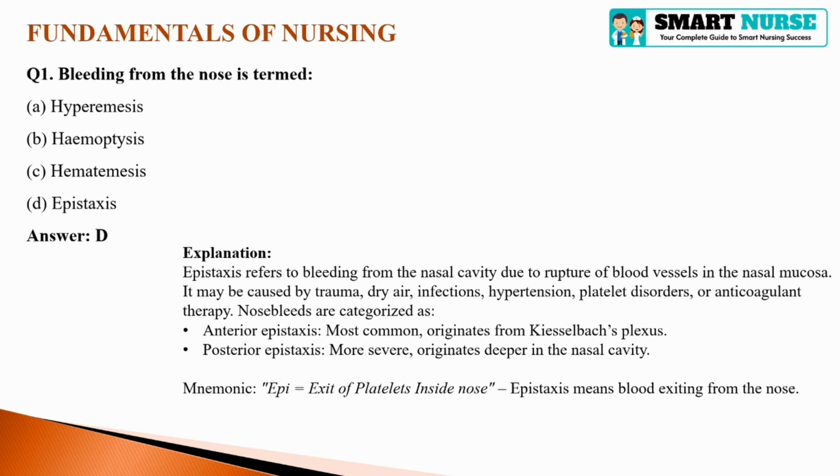Nose bleeds are categorized into two types, anterior and posterior. Anterior epistaxis most commonly originates from Kiesselbach's plexus, which is in the front part of the nose, and posterior epistaxis is more severe and originates deeper in the nasal cavity. So this is also one type of bleed. Both bleedings occur from the nose, because of that the answer is D, epistaxis.